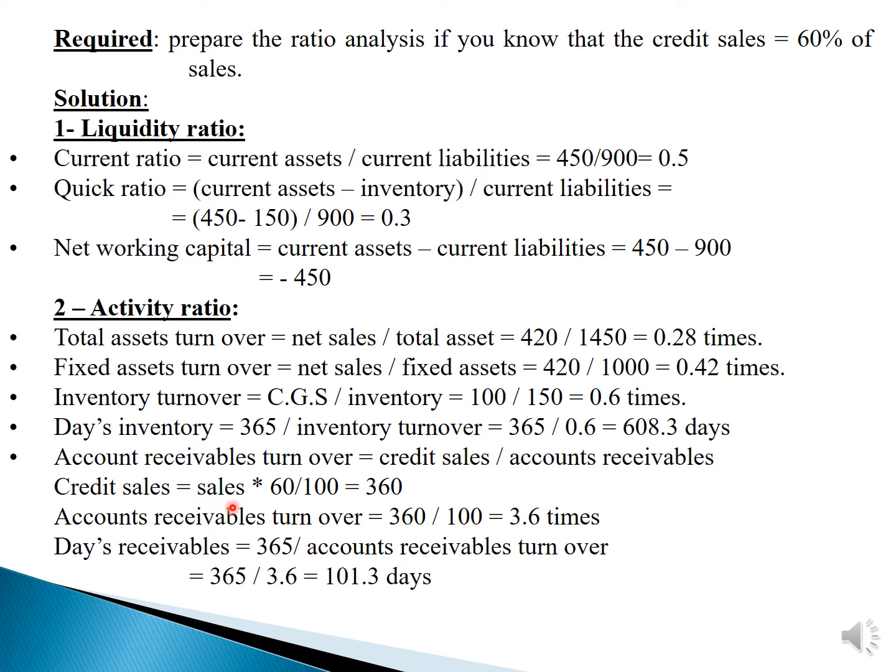So we are going to multiply sales times 6 over 100, which is 60%. It gives 360, which is the credit sales. Now I can apply the account receivable turnover rule. So we say 360, which is credit sales, over 100, which is account receivable, equals 3.6 times. And I'm reminding you again to put the word times beside every turnover.